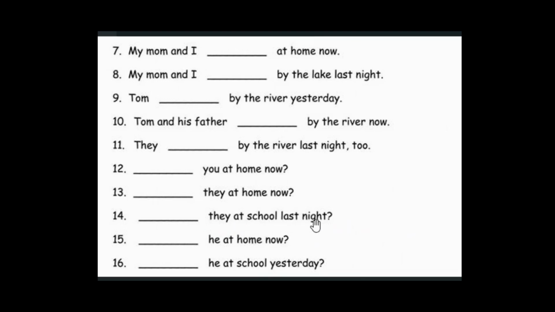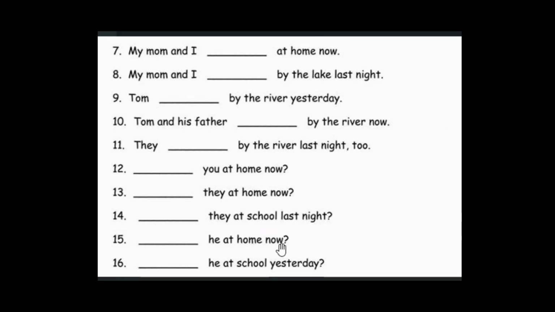Now they were not at school. They are somewhere else now. So this action completed in the past, a past action, so we choose to use were. Were they at school last night? Where they were last night? Whether they were at home or whether they were at school. Where they were yesterday night.